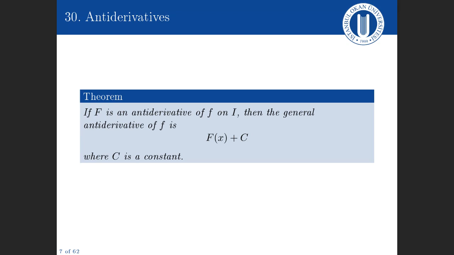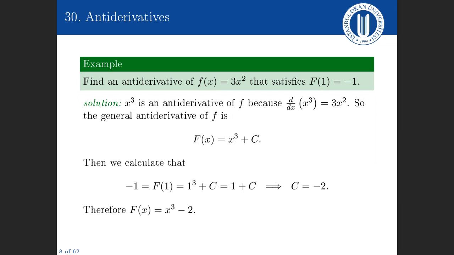So let's write this idea as a theorem. If capital F is an antiderivative of small f on an interval I, then the general antiderivative, that's the formula for all of the antiderivatives of small f, is capital F plus c, where c is a constant. For example, find an antiderivative of small f of x is equal to 3x squared that satisfies f of 1 is equal to minus 1.